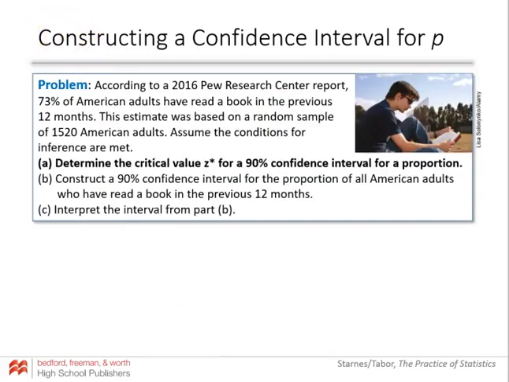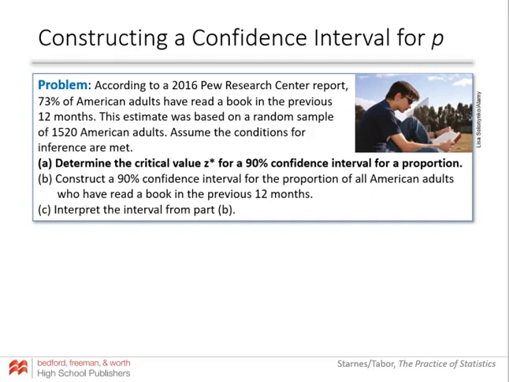All right, so let's look at an example. We have a sample where 73% of American adults have read a book in the last 12 months, a random sample of 1,520 American adults. In this case, the problem says assume the conditions for inference are met. So that means we don't have to check them. If you see that sentence, you're good. Go ahead and start doing the math. But if you don't see that sentence, you should always, always, always check the conditions and write down some evidence that you have checked the conditions. But since it tells us that our conditions are met, we can go ahead and start doing the math.